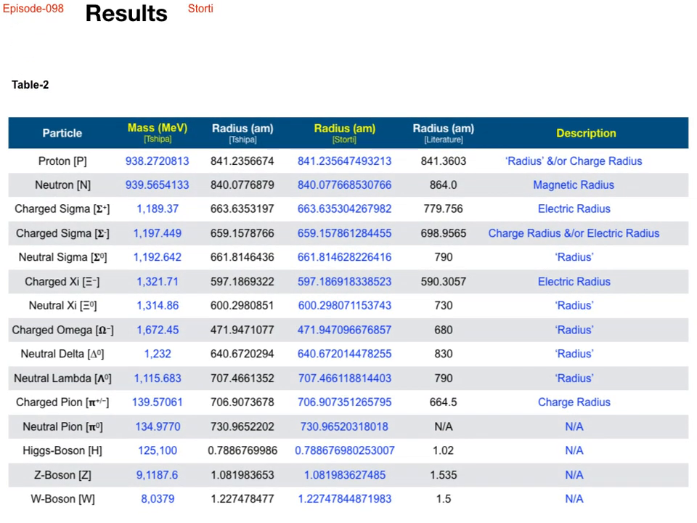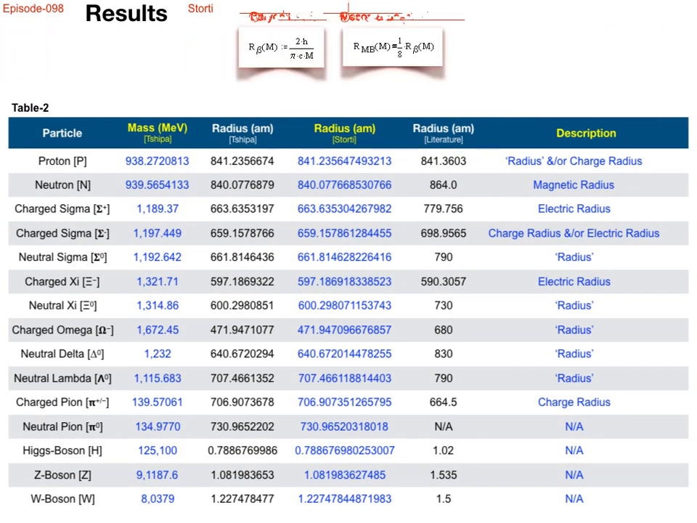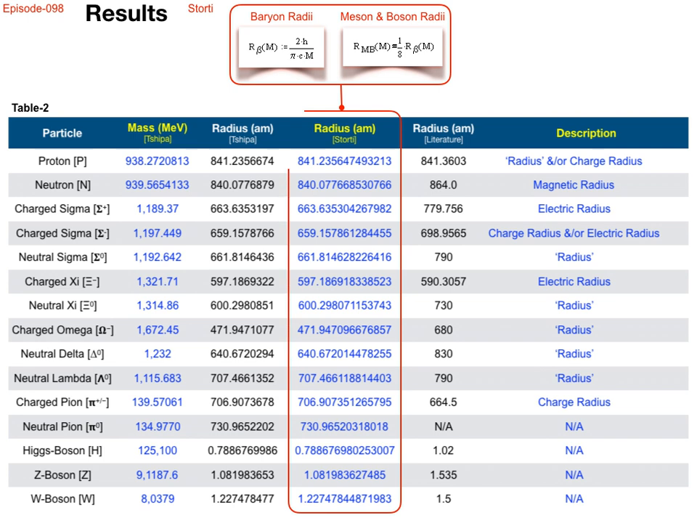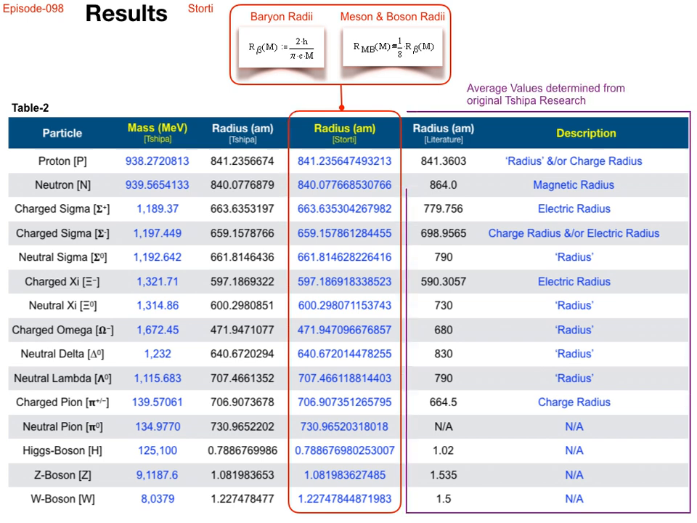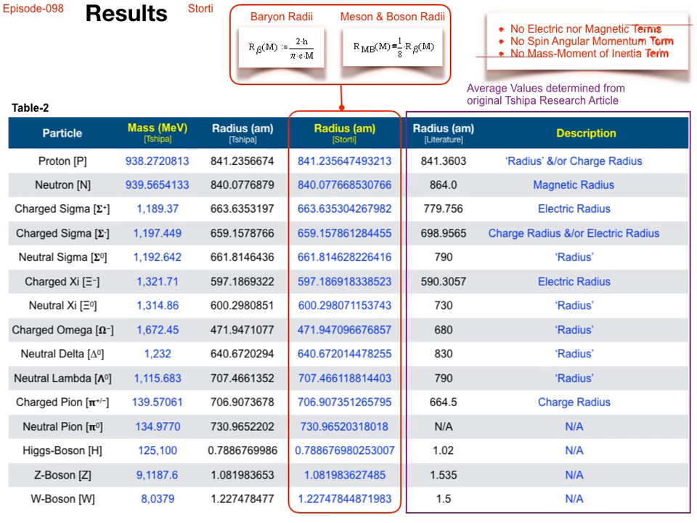Storti's particle radii results present 4 significant features against Tshipa's formulation as follows. Number 1. Storti's results match Tshipa's results precisely. By inspection, we can see that any differences between them are trivial and may be discarded. Number 2. Storti's particle radii equations do not contain any electric or magnetic terms. Number 3. Storti's particle radii equations do not contain any spin angular momentum term.